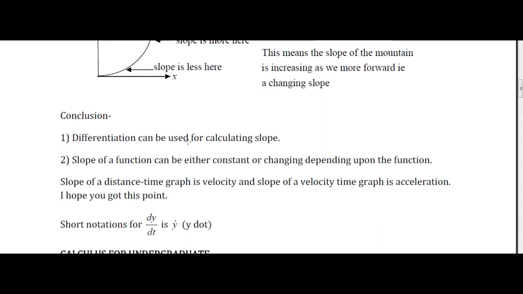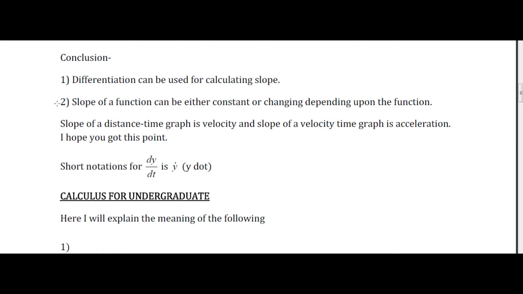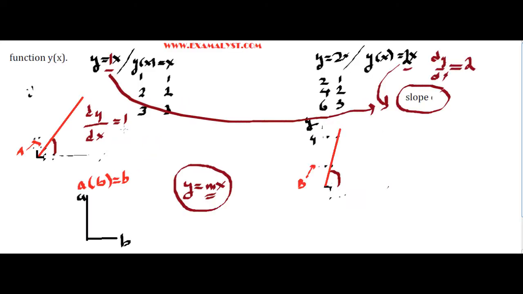So the conclusion of this topic is, first, differentiation can be used for calculating slope. It's a good way of calculating slope. Second, the slope of a function can either be constant or changing depending on the function. As we have discussed, here the slope was constant.